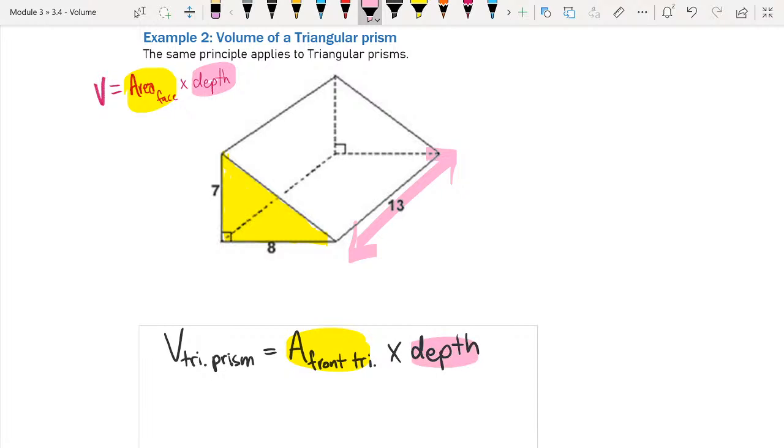But if you remember, the area of a triangle is just like a rectangle, but we have to divide it by 2. So we would do the base of the triangle, times the height of the triangle, and then we always divide by 2. That would tell you the area of that front triangle, and then we're going to multiply it by depth, by how deep back this shape goes.